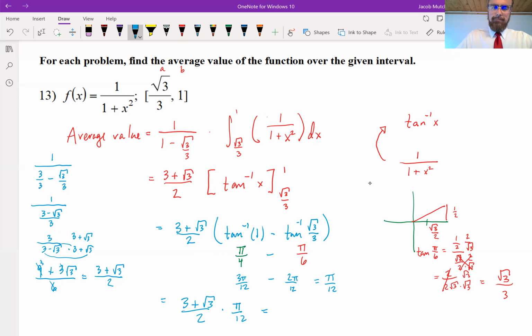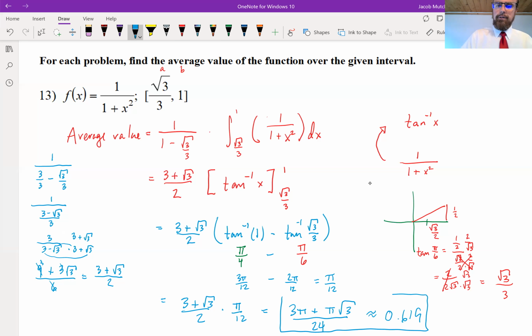So it's going to be 3 pi, we'll distribute the pi, plus pi times the square root of 3 over 2 times 12, or 24. And if we were to actually put that in a calculator to get a decimal, it would have the value of about 0.619. So we'll box that. That's our average value. This last example had a lot of algebraic manipulation, but again, the same average value formula we used for our first 3 examples.